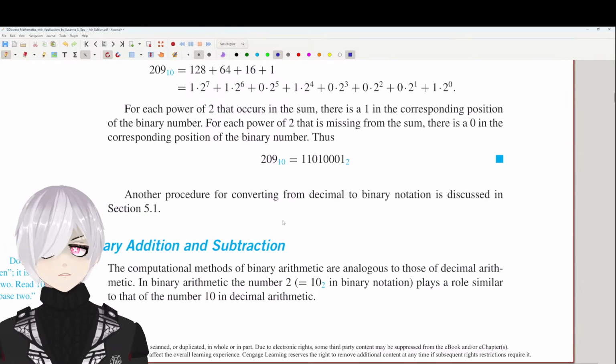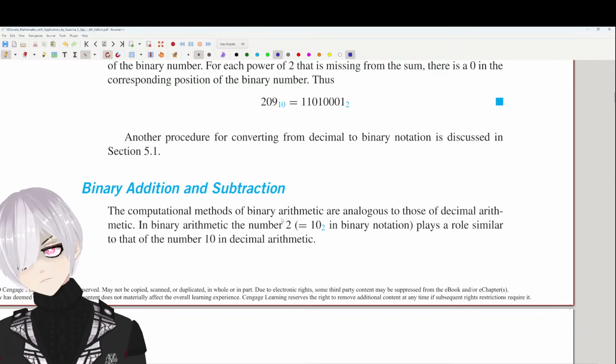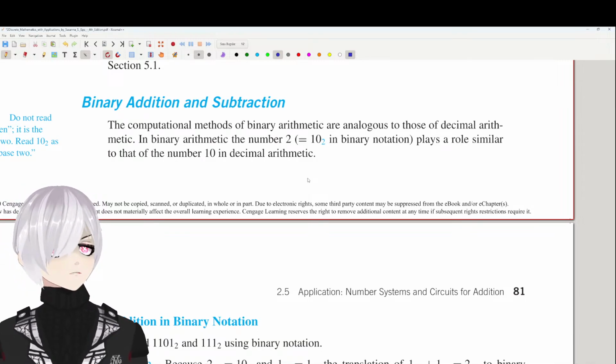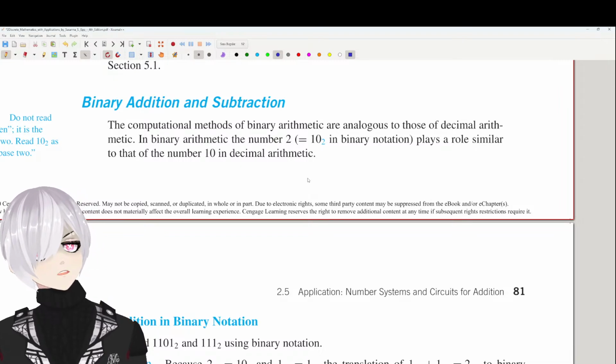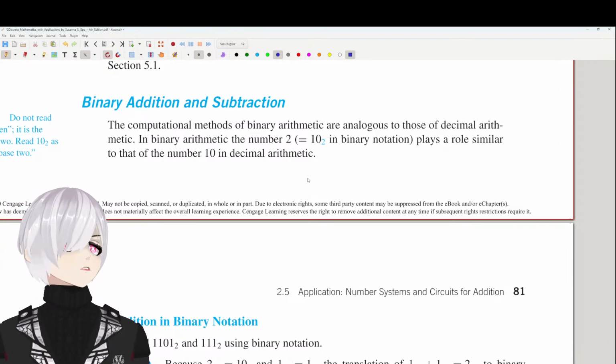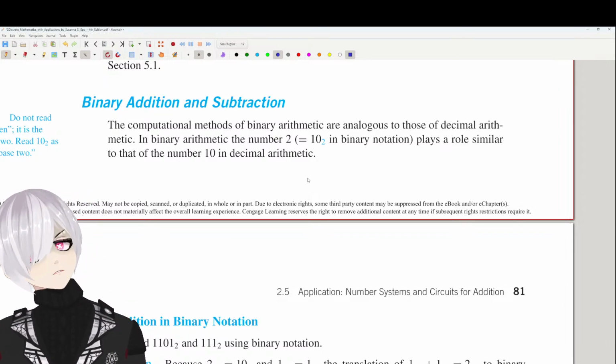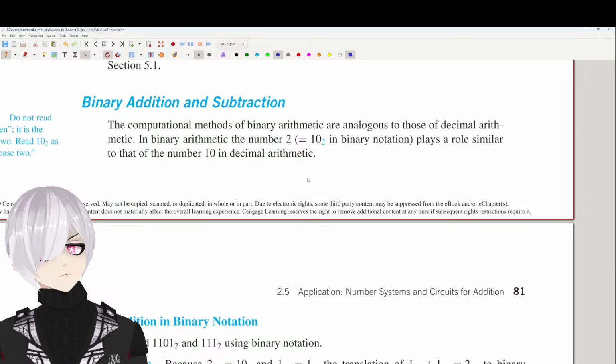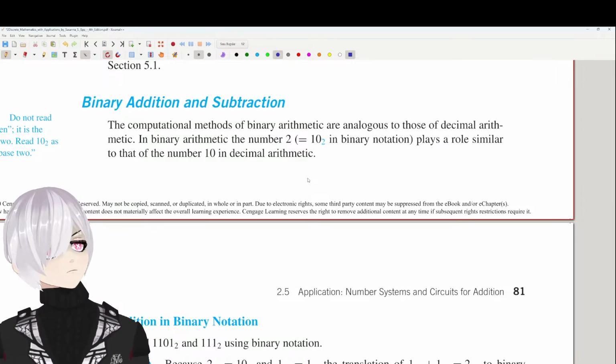All right, let's see. Binary addition and subtraction. The computational methods of binary arithmetic are analogous to those of decimal arithmetic. In binary arithmetic, the number 2 equals 10 in binary, and plays a role similar to that of the number 10 in decimal arithmetic.